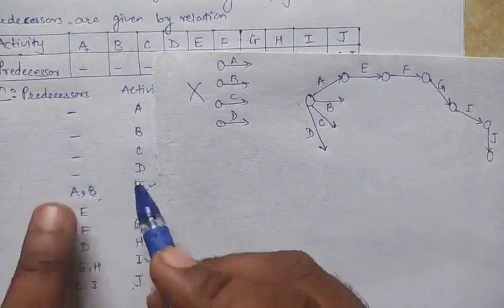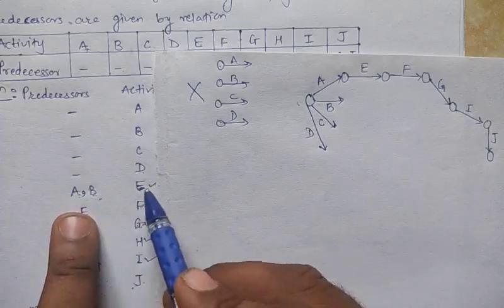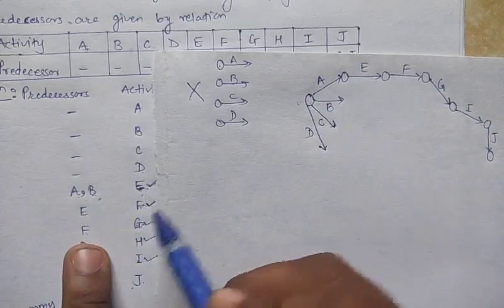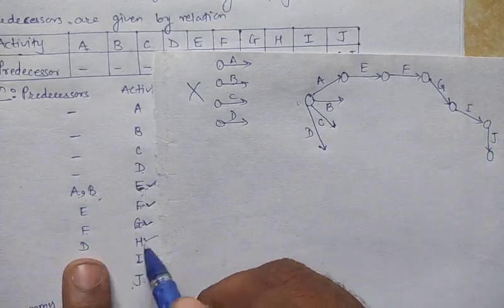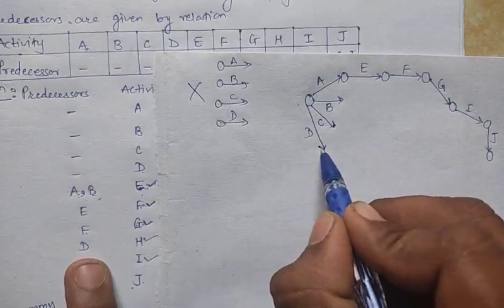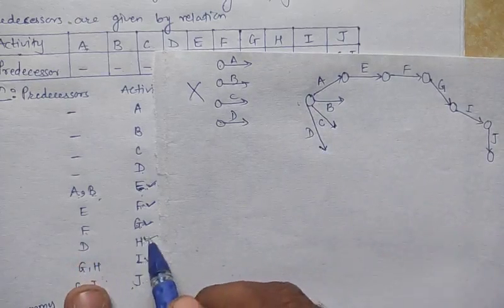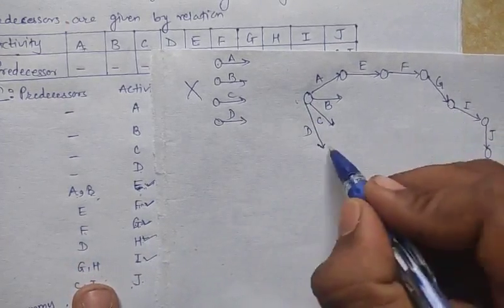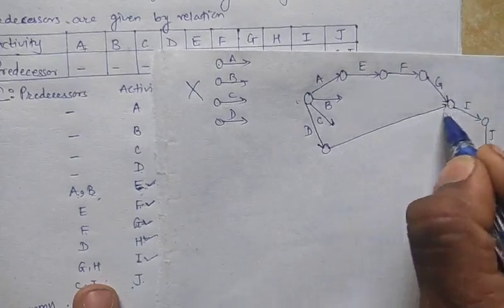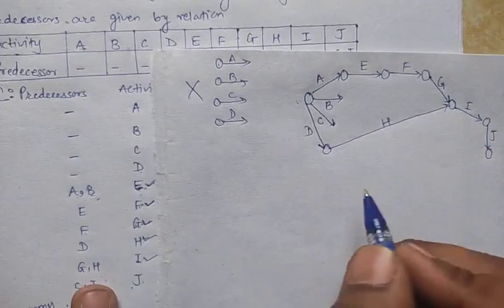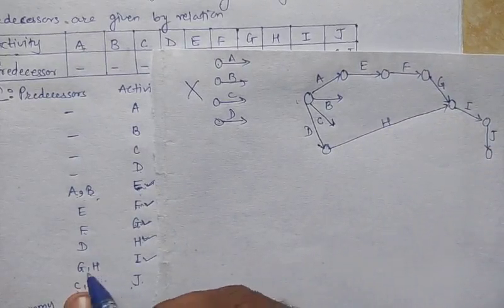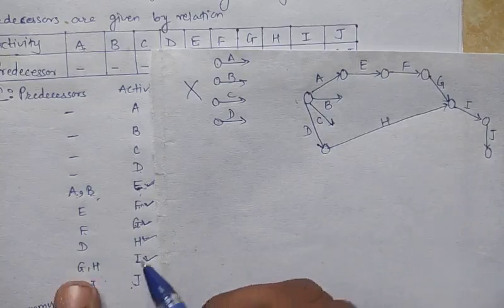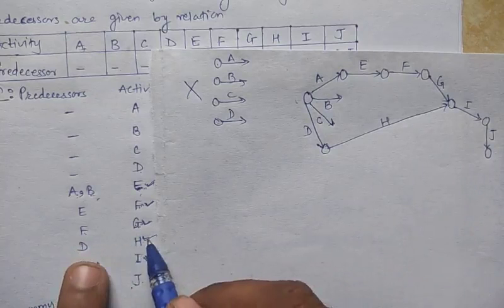Now here, first A goes to E is done, right? Next E goes to F is done, F goes to G is done. Next D goes to H. So this is our D, and D goes to H and H goes to I. So this is activity H. Okay. Next, G goes to I is done, H goes to I is also done. Next, D goes to H is done.